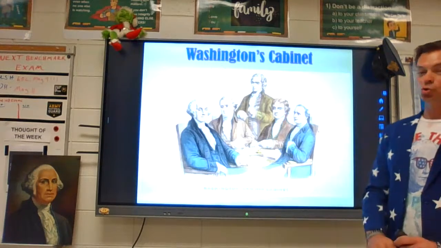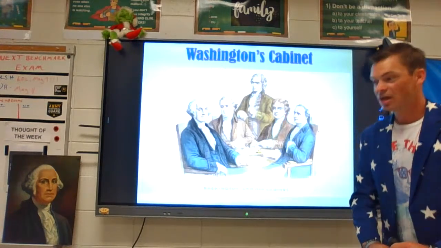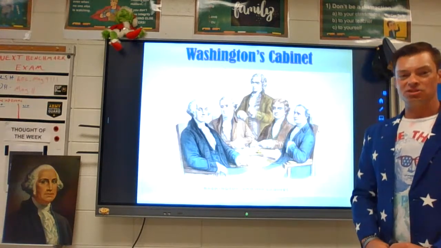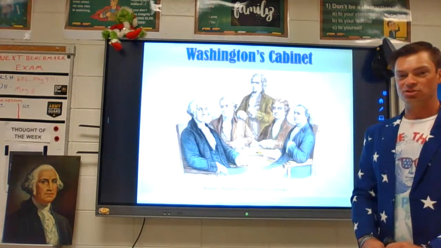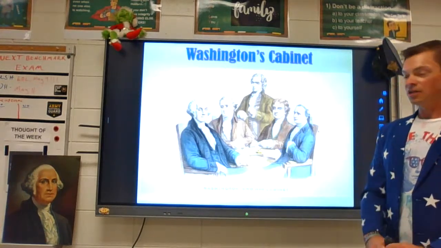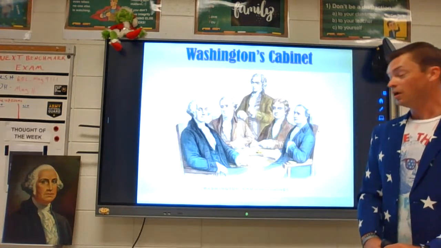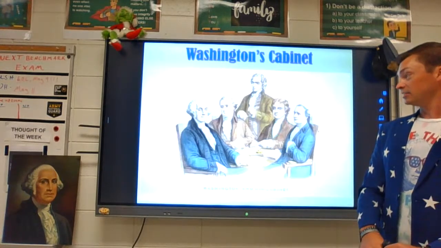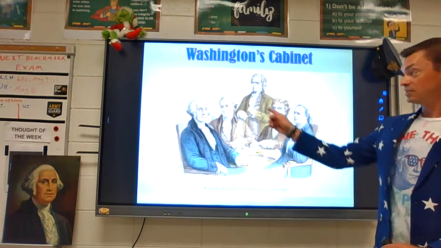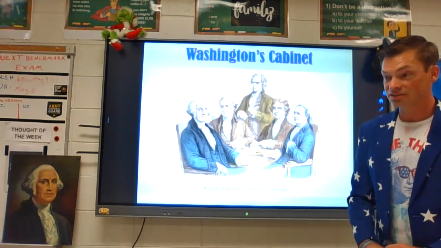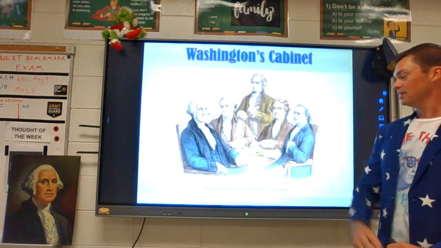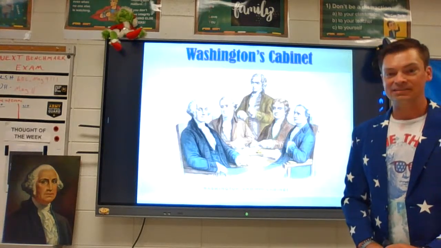And here is a picture of George Washington and his cabinet. Some would say that the Vice President is included in there as well, and the Vice President can certainly be an advisor, but the cabinet here are those who use the title Secretary. So of note, I want to point out that the Secretary of the Treasury was Alexander Hamilton, a Federalist, and the Secretary of State is Thomas Jefferson, an anti-Federalist.